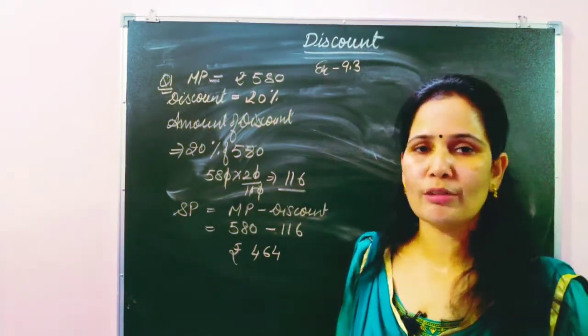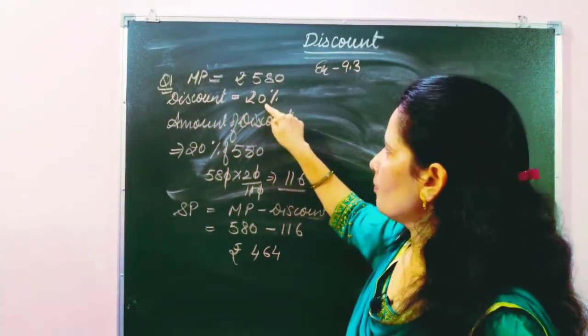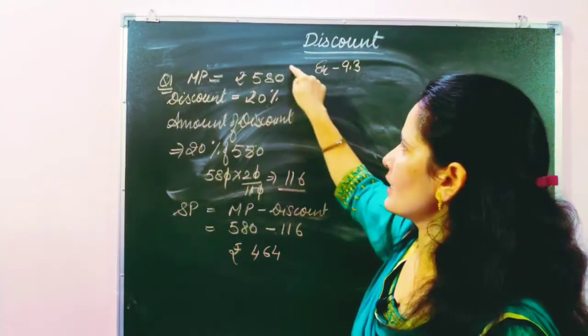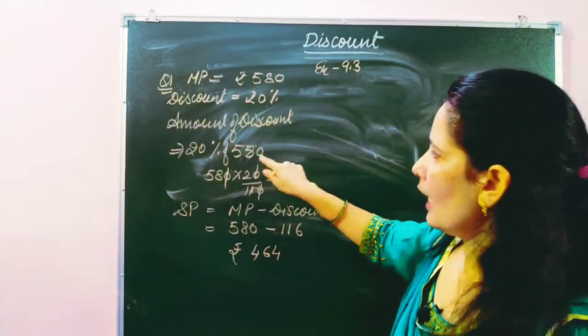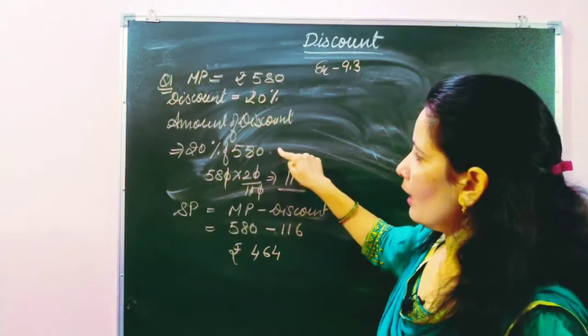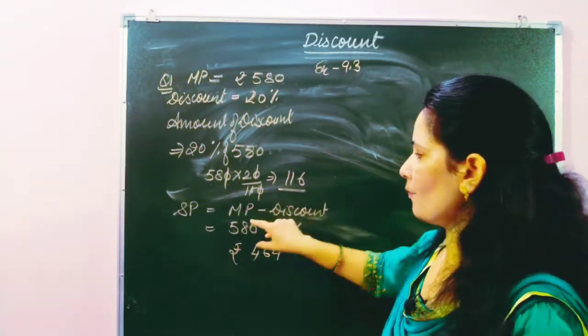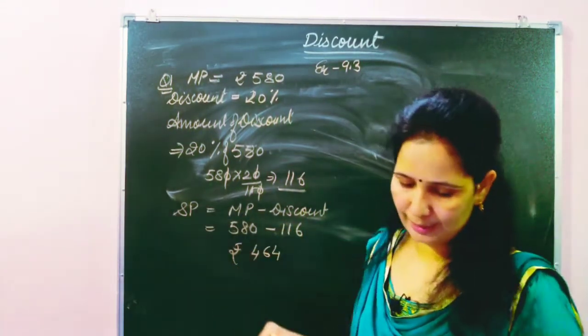So students, did you understand how to calculate the discount and selling price? First of all, find the percentage that we have been given as a discount on MP. Then whatever amount we get, subtract it from the MP, and then we get the selling price.